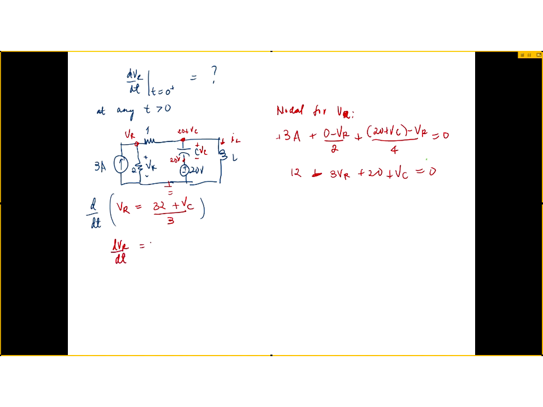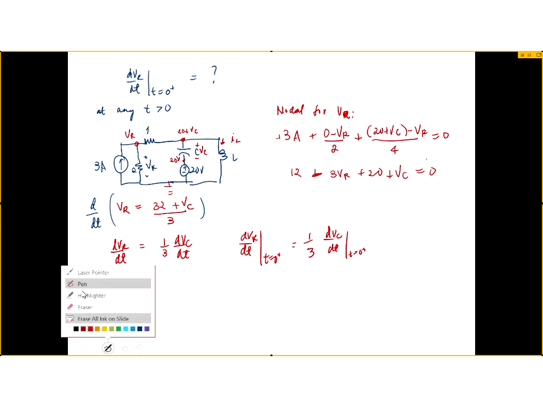dVR/dt must be equal to what? What's the derivative of 32 over 3? 0, plus 1/3 dVC/dt. And that's true at any time. It has to be true at t equals 0 plus also. So dVR/dt at t equals 0 plus must be equal to 1/3 of dVC/dt at t equals 0 plus. And don't we know dVC/dt at t equals 0 plus already?